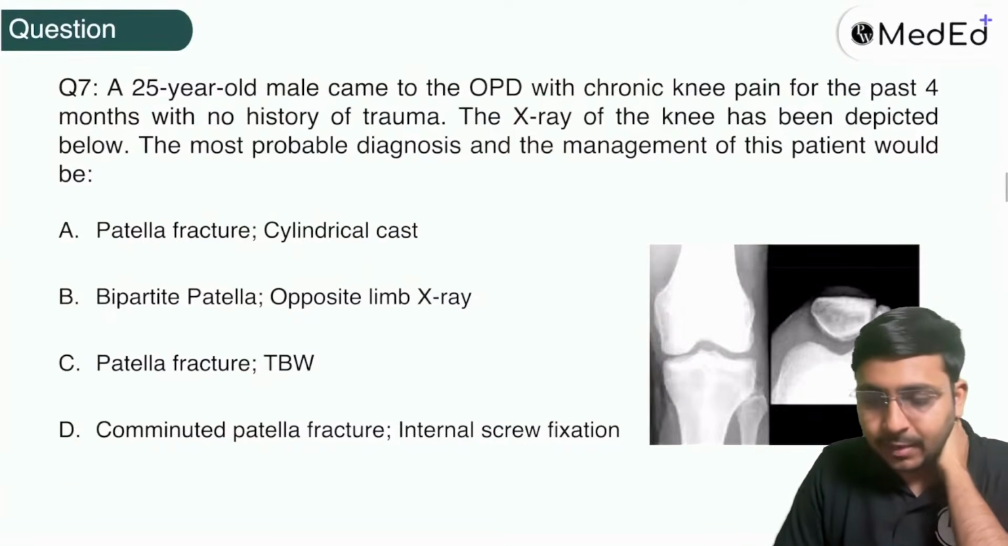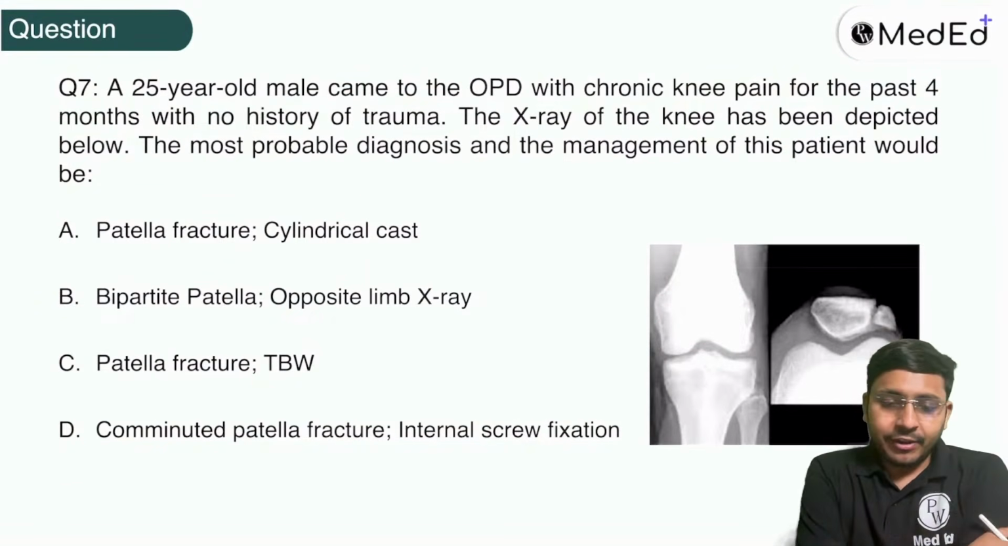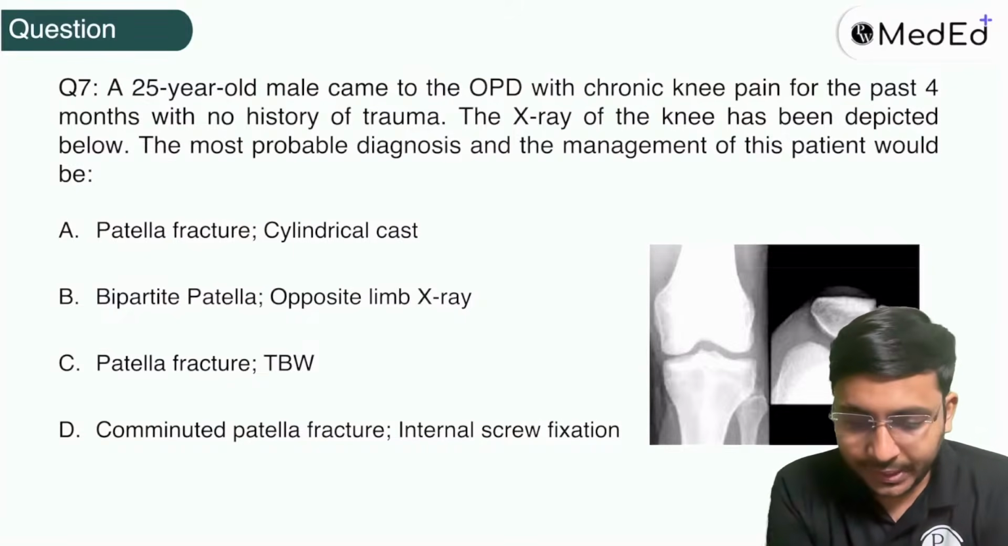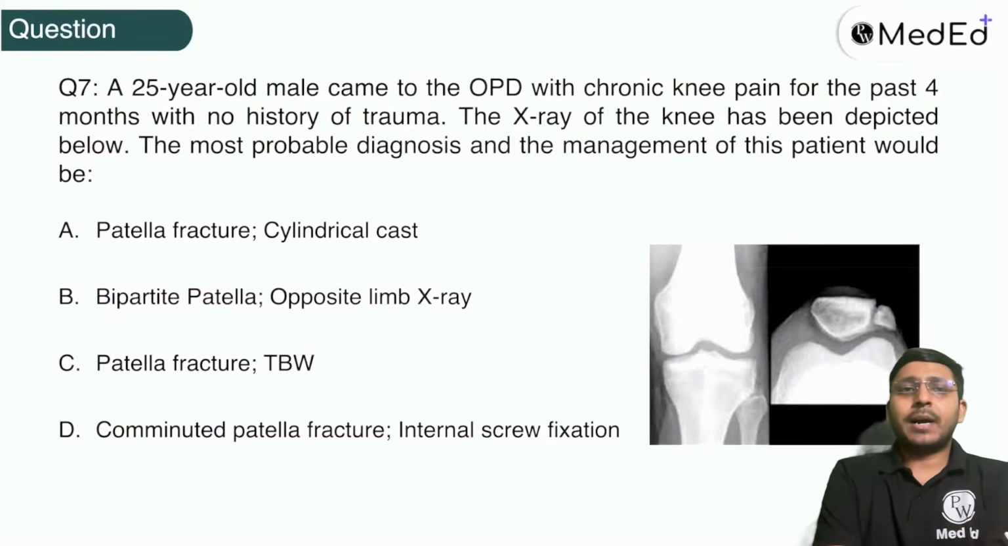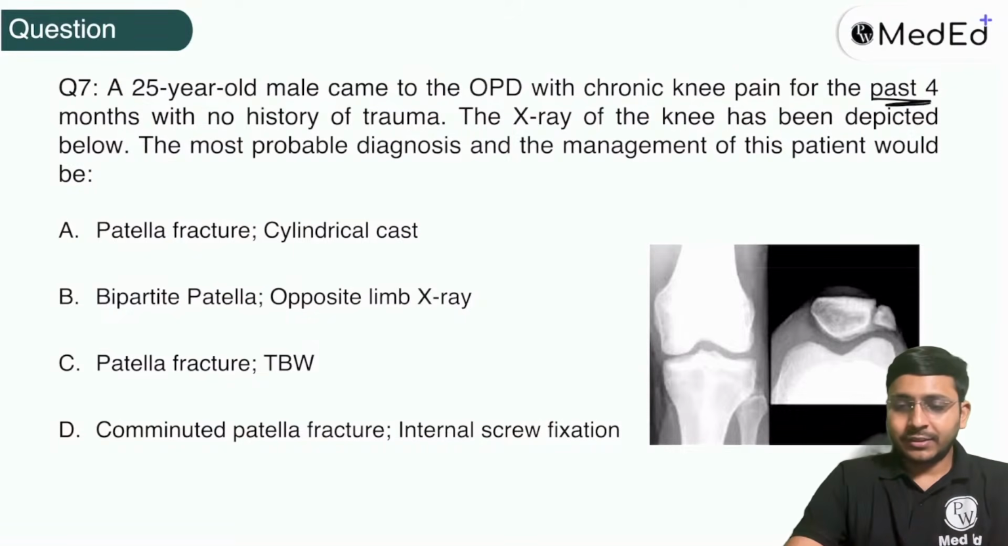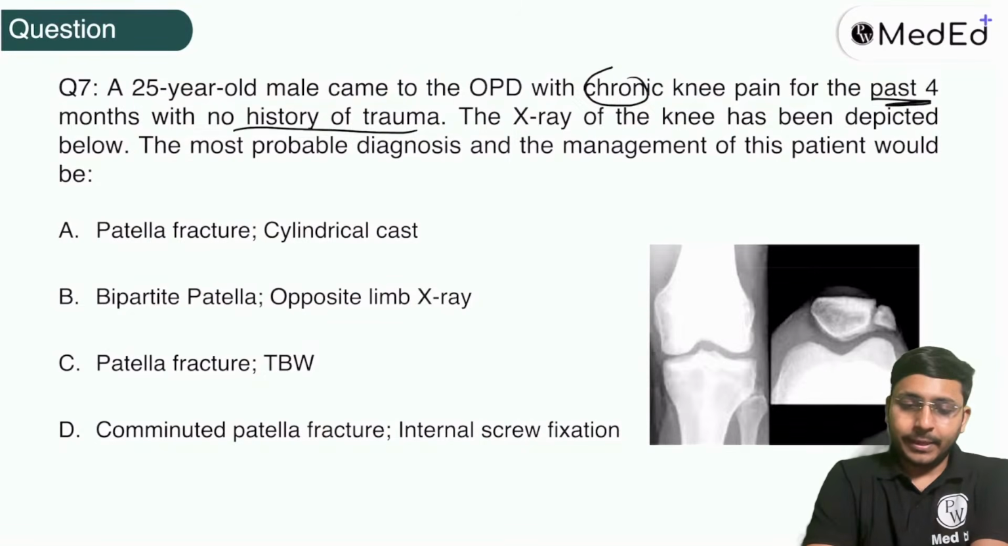Next question, again a previous year topic. 25-year-old male came to the OPD with chronic knee pain for the past 4 months. So there is no acute history. 4 months of pain. Chronic knee pain. No history of trauma. X-ray of the knee has been depicted. Most probable diagnosis and management.